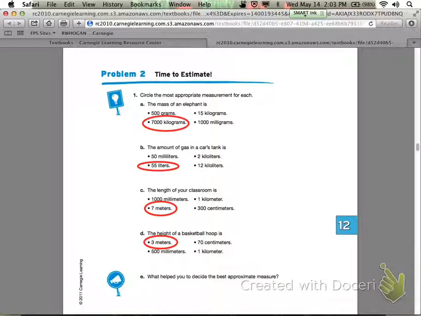The mass of an elephant would be 7,000 kilograms. The amount of gas in a car's tank would be 55 liters. The length of your classroom would be 7 meters. And for letter D, the height of a basketball hoop would be 3 meters.